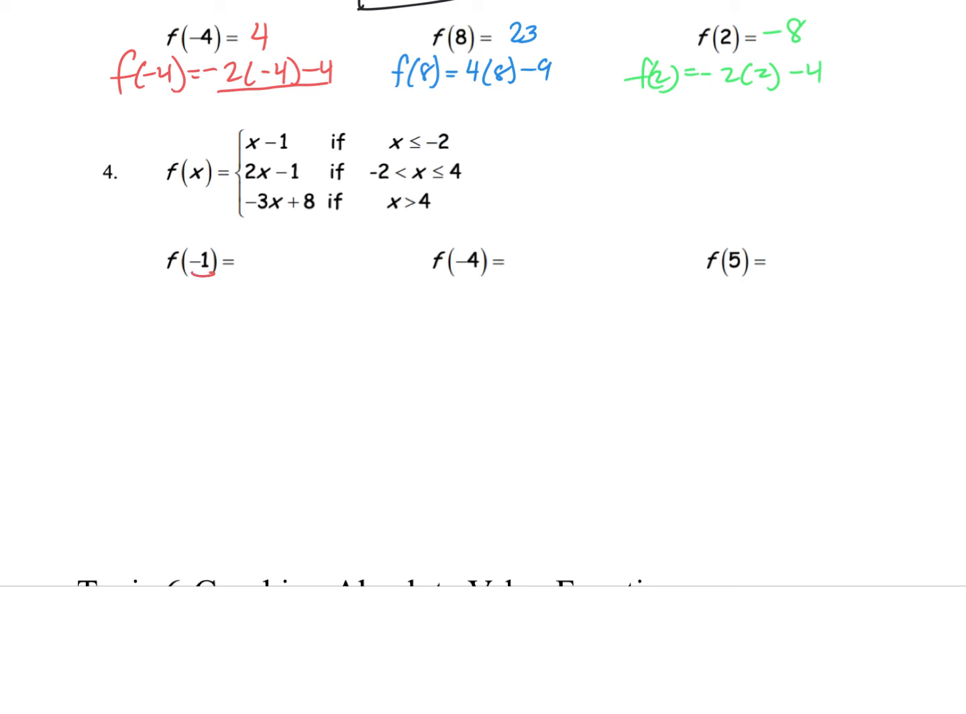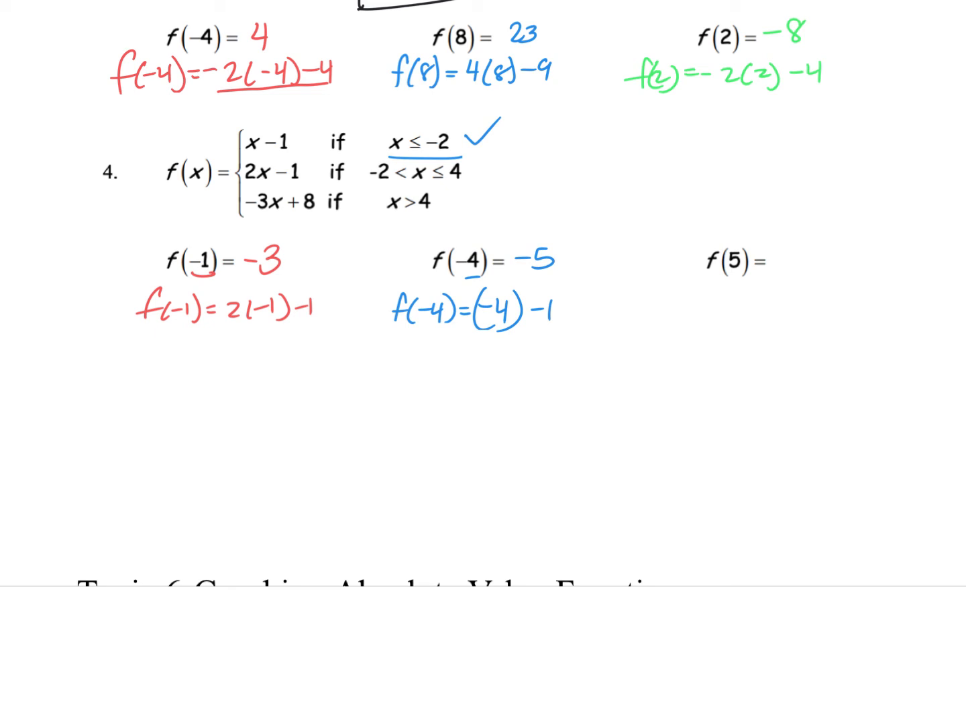So f of -1, let's see, is -1 less than or equal to -2? No. Is -1 between -2 and 4? Yes. So we're using that center function, 2 times negative 1 minus 1. That's negative 2 minus 1, which is negative 3. And f of negative 4, let's see, which one are we going to use? So negative 4 is less than negative 2. Check. So f of negative 4 equals negative 4 minus 1. And that is negative 5.